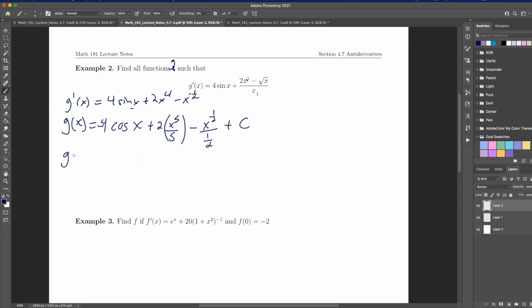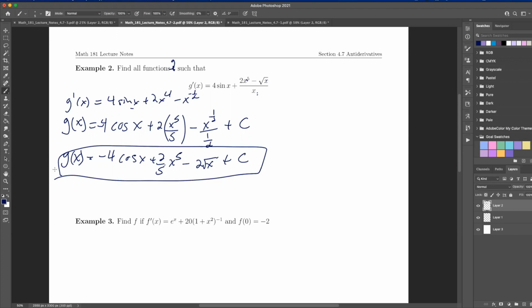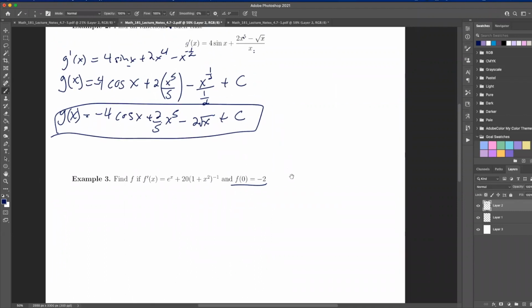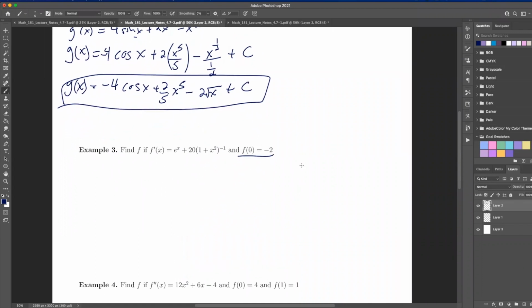So let's clean this up. It'll be g of x equals minus 4 cosine of x plus 2/5 x to the fifth minus 2, because if I divide by 1/2, that's the same as multiplying by 2, times square root of x. And then we just add our c, and there we go. Okay. So we can just break it apart bit by bit. Let's do it again. And this time I'm going to give us an initial condition. And this initial condition should allow us to solve for whatever the c is, right? So here we're leaving c as an arbitrary constant, but now we're going to solve for it. So let's do that one.